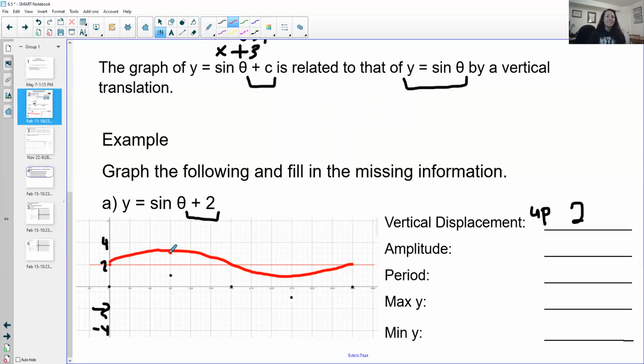So the amplitude, remember, is the height from your equation of the axis. It has not been stretched or compressed, so our amplitude is still 1. The period is the length of your graph. We are going from 0 degrees to 360 because it has not been horizontally stretched or compressed, so we're still at 360 degrees. Our maximum value is over here, which is around 3. And our minimum is down here, which would be at 1. Okay, so the hardest part is just realizing that when you have a number added to your function, it will give you a vertical shift up or down.